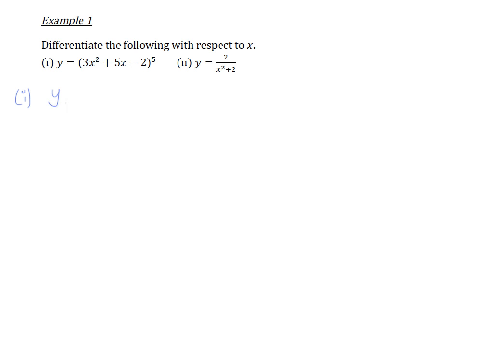For example, the first example, part 1: y is equal to 3x squared plus 5x minus 2, the entire thing to the power 5. So the first layer is the power layer. You can see it's the outer layer, which is the power.